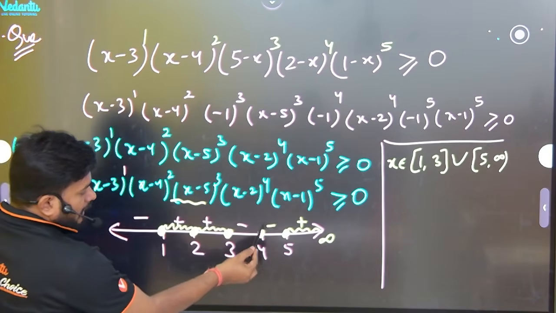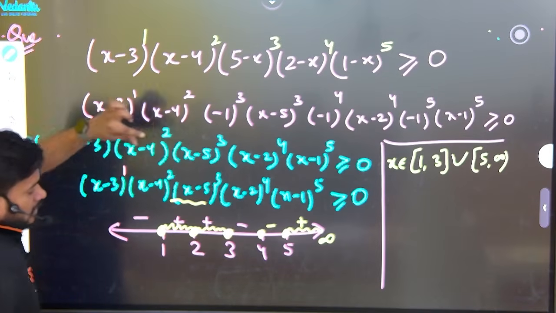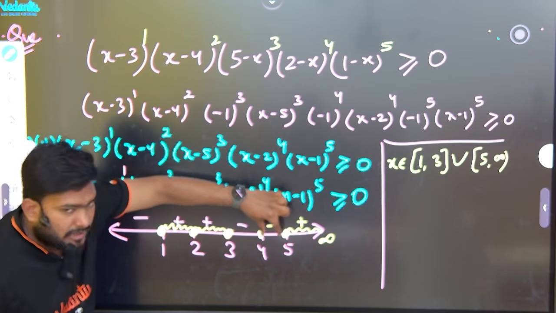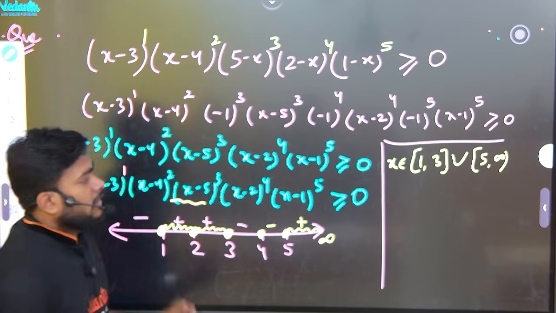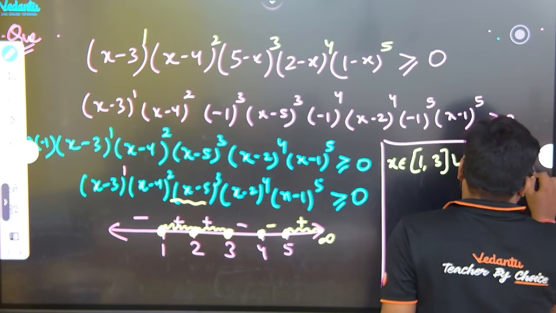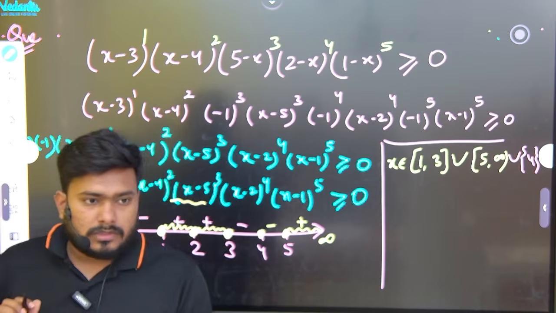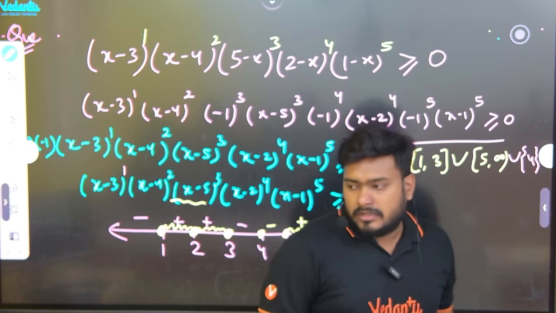It's coming in the minus part. Yes. Because of minus intervals, I am excluding this, I am excluding this. But 4 is allowed, right? Because of the equal. That means union, curly brackets, 4. This is one of the most good examples to understand wavy curve method.